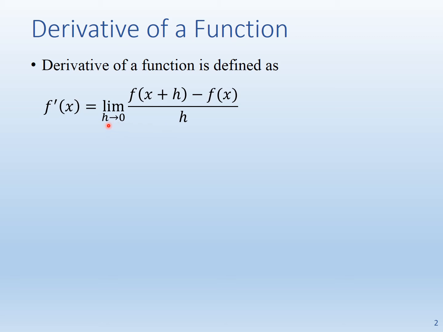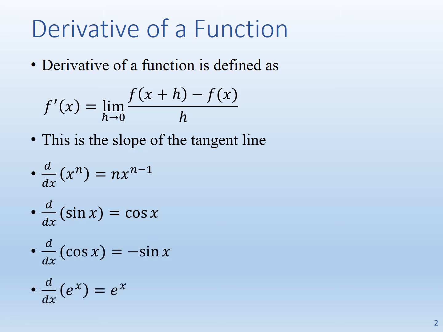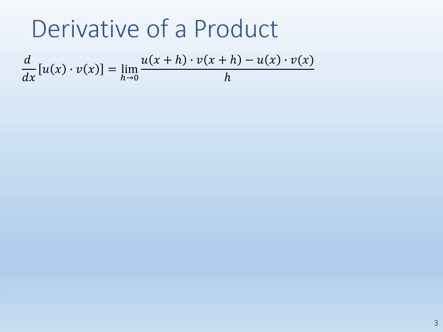We want h to become closer and closer to 0, and that gives us the derivative, which of course simply gives us the slope of the tangent line. In the last lesson, we had the derivative of a polynomial, x to the n, shown there. The derivative of sine was cosine, the derivative of cosine was negative sine, and the derivative of the exponential is the exponential function itself. Now I'll derive the product rule for you here.